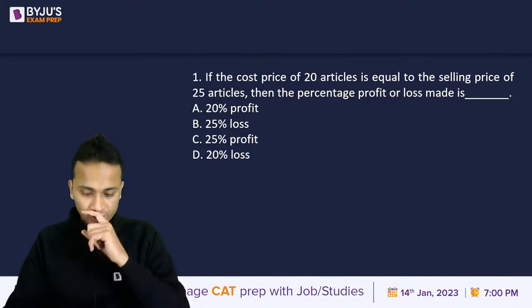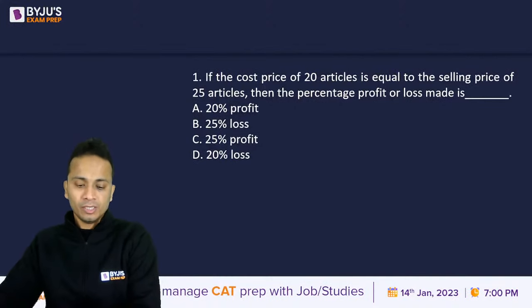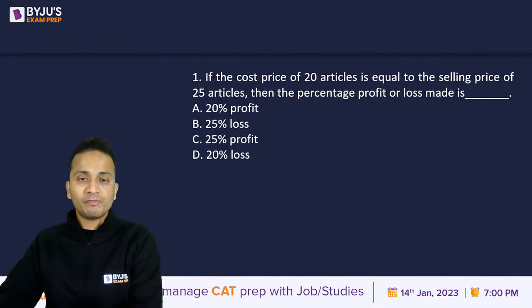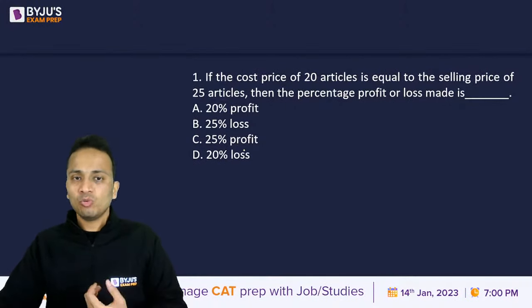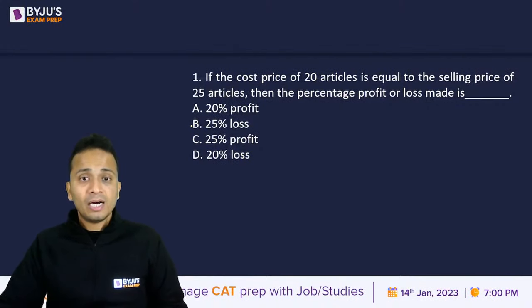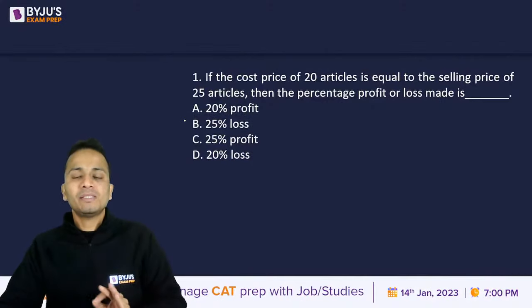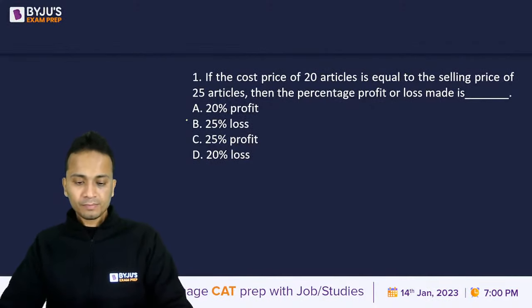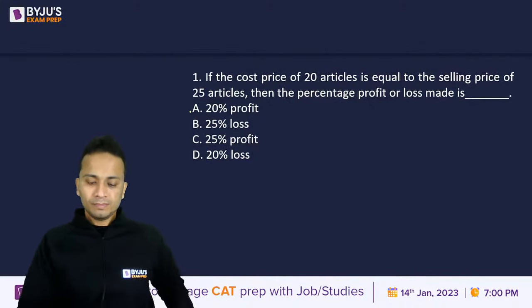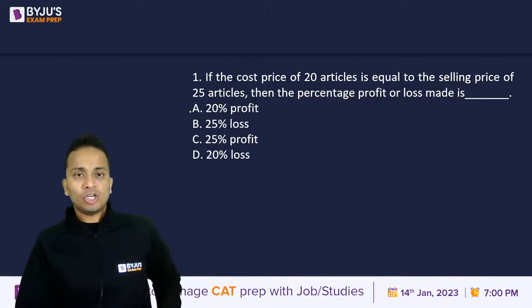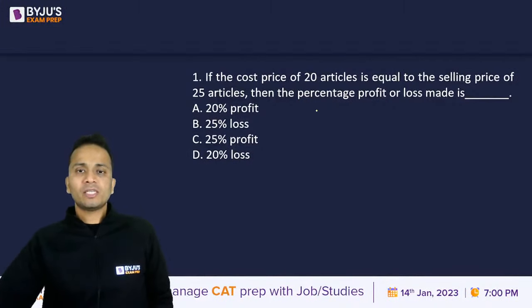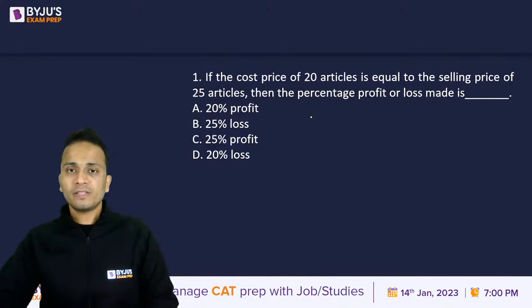All right, Ayushi, the first one to answer, 20%. Good. But Ayushi, will it be 20% profit or 20% loss? This is what you have to clarify. Others as well, tell me which option will be the answer. Option A, B, C, or D. All right, so most of you are saying option D, so let's quickly start and solve this question.